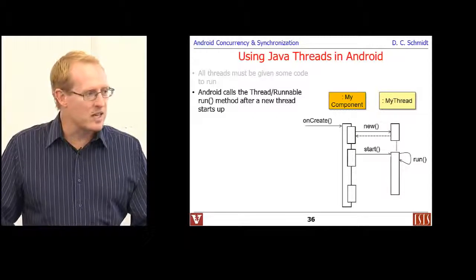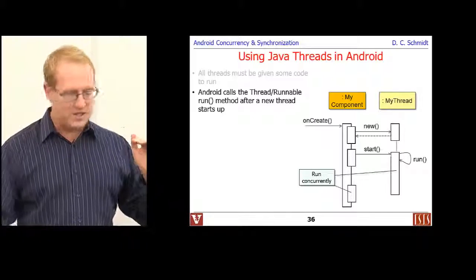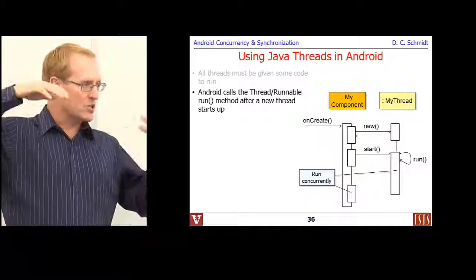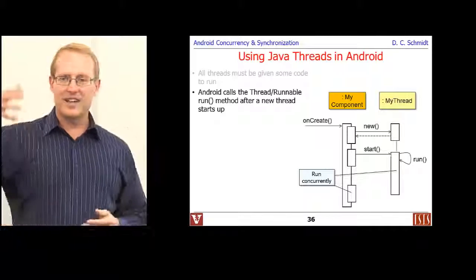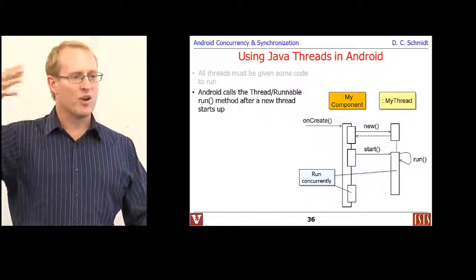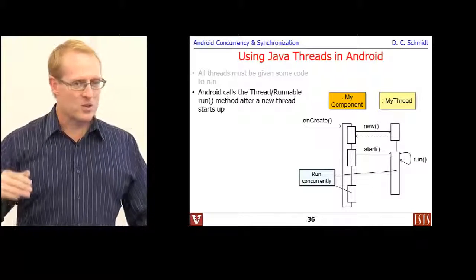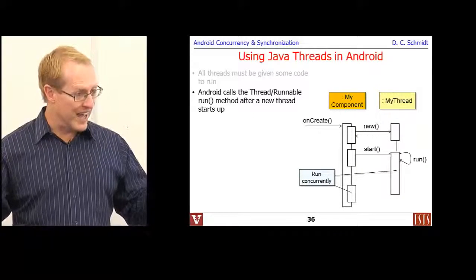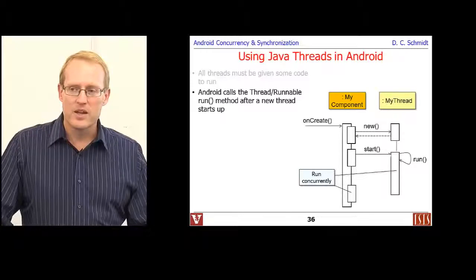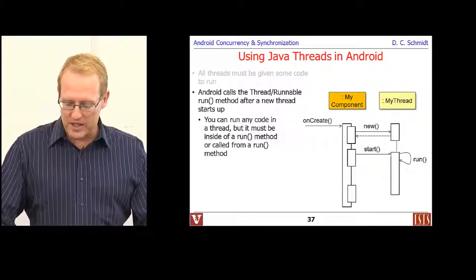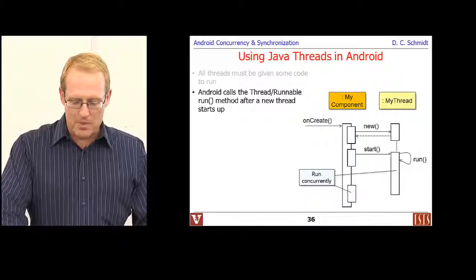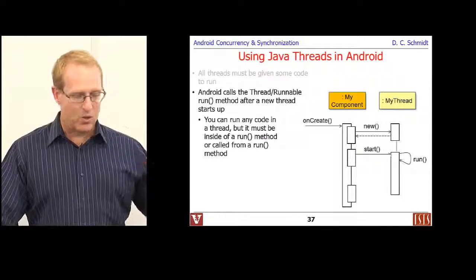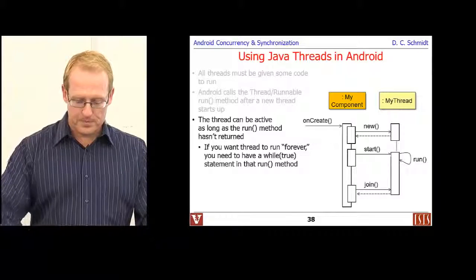And so what that does is now we've got two things that can run concurrently. The original code, which called start, can keep running. And then the code that was started will run when its run method is called. Those things, especially on a multi-core processor, really could execute in parallel. Now, there are various ways for things to happen after this point. But the bottom line is, if you want code to run, you have to put it in the run method or a method that's called from the run method.